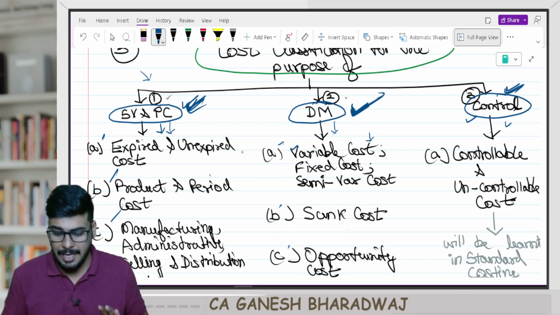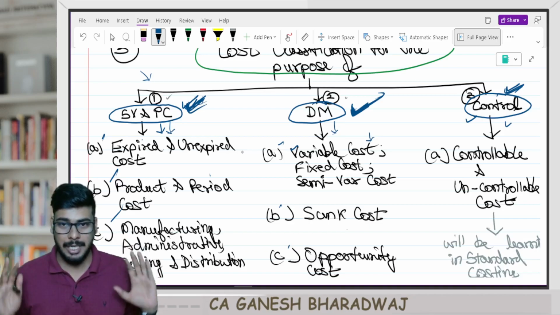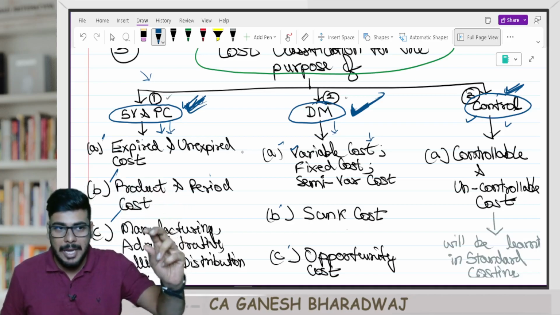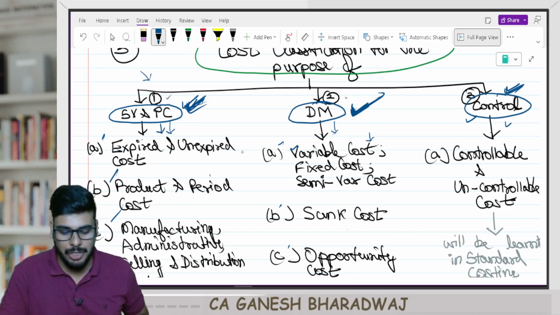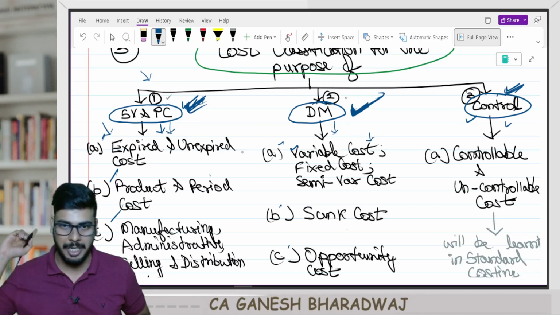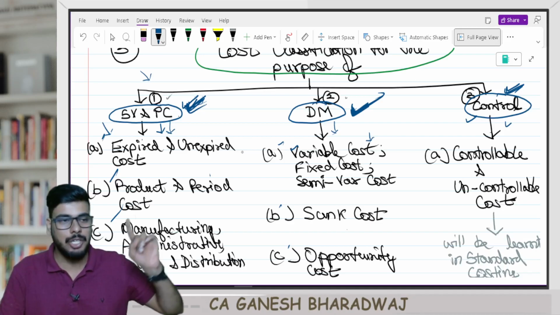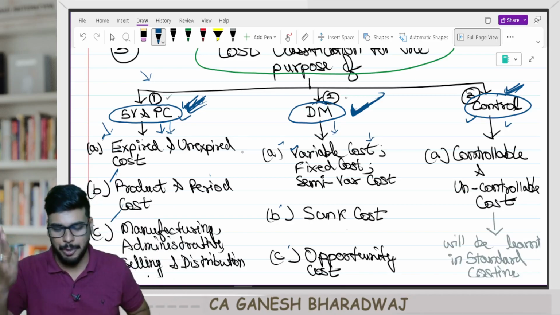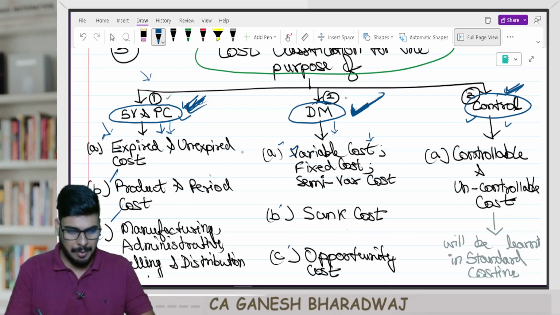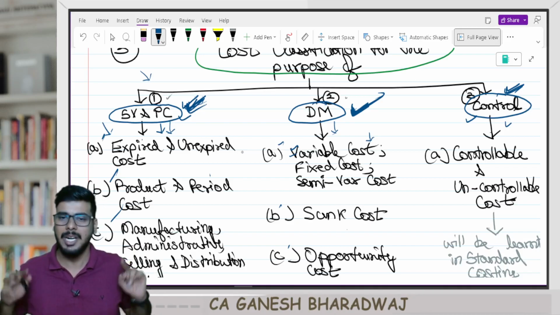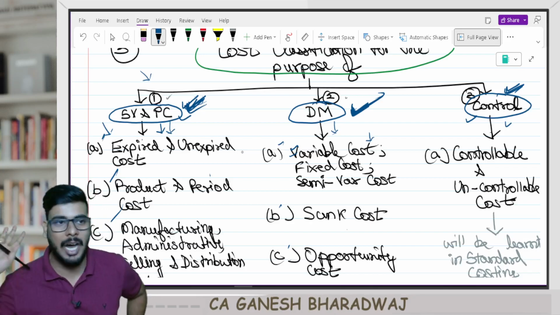Now, I have not even entered into what these 3 objectives are. I'm just telling you our subject has 3 objectives. Based on the objective that a particular concept needs to achieve, cost should be looked at from that perspective. Are you clear with this? So if you want to achieve the objective of stock valuation, profit computation, you should not look at cost from a variable cost, fixed cost perspective. You look at cost from this perspective: expired, unexpired, product, period, and I will tell you what this is as we enter into it. Are you clear with this?